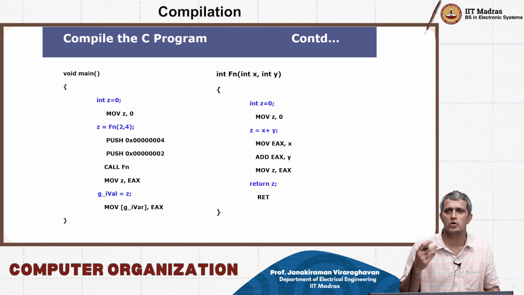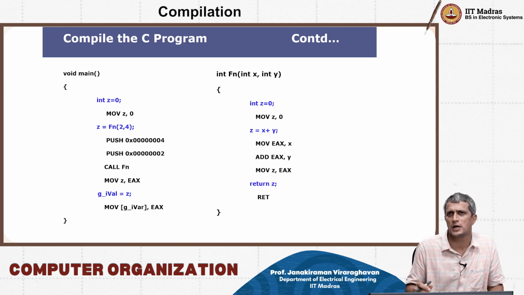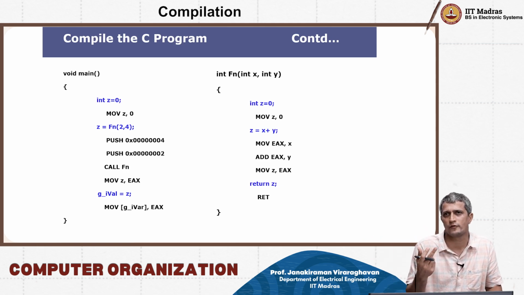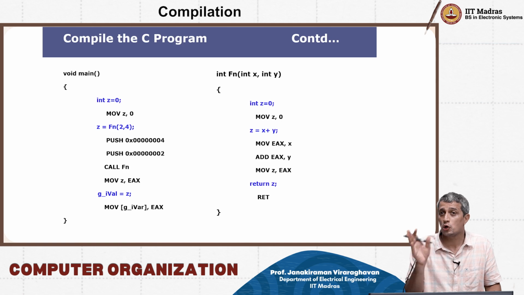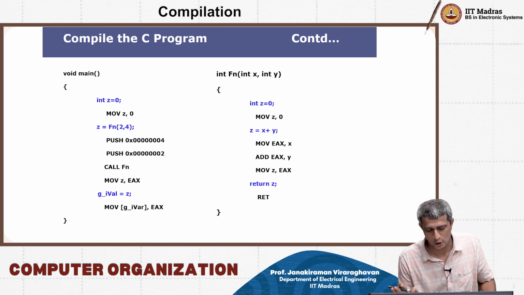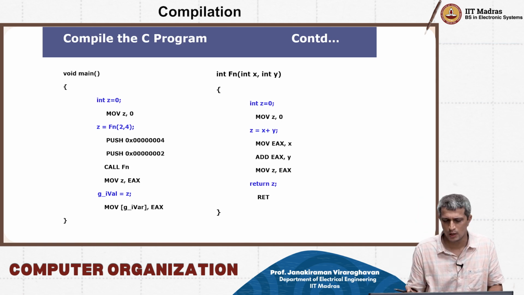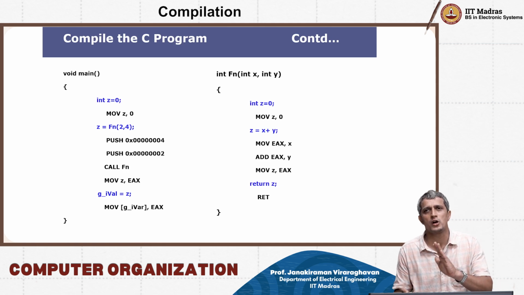Now I am going to just for now assume that I will push parameters from right to left. Technically you can also push from left to right, but we'll see later why right to left is better than left to right. For now let's just go right to left. So I see function of 2 comma 4.